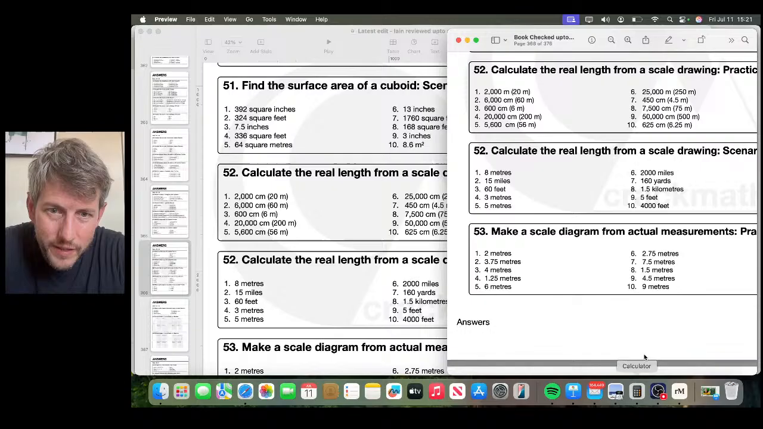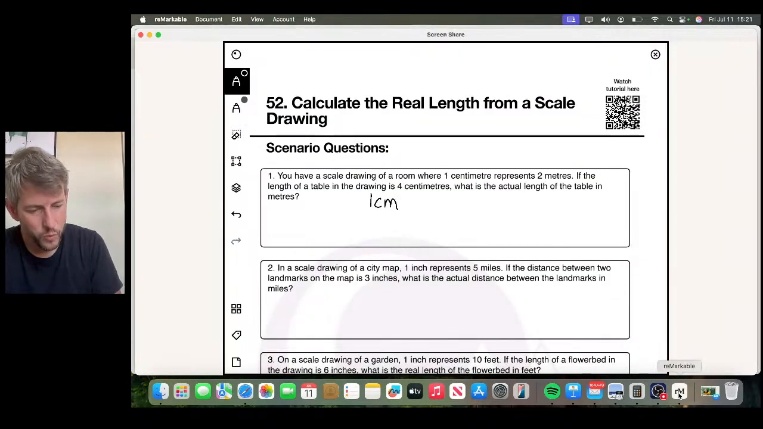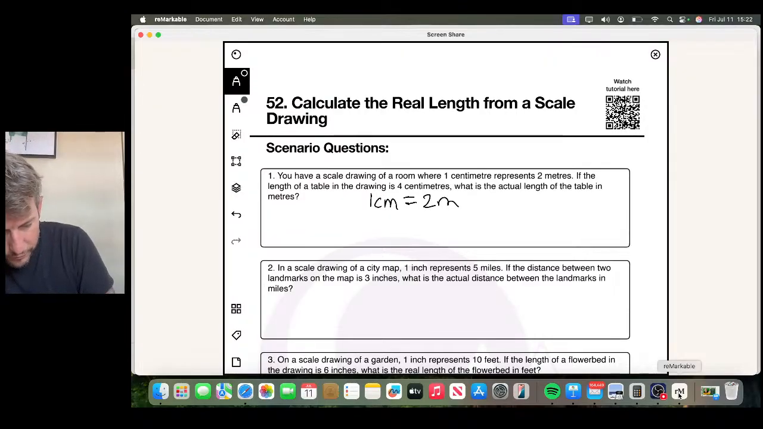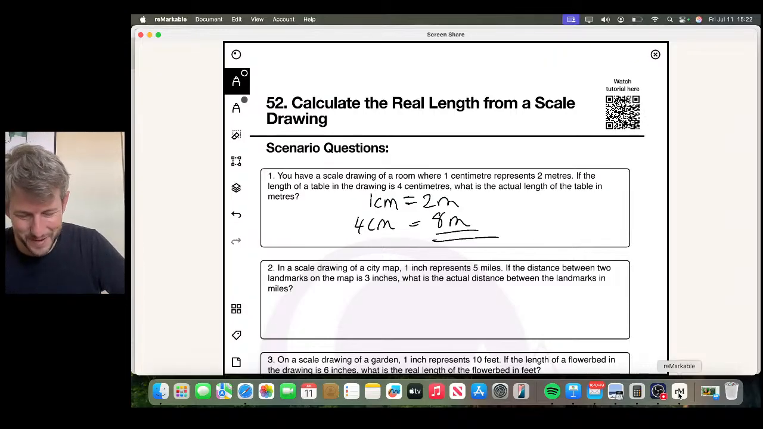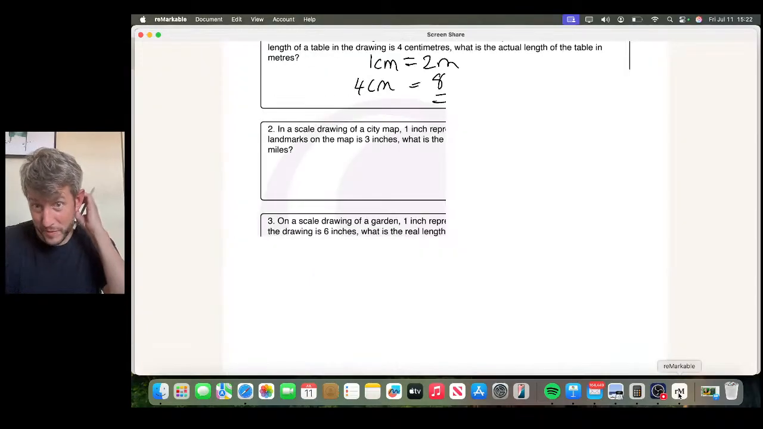Right, here we go. And then let's go back to this. Right, so what we've got here is if the length of the table in a drawing is 4 centimetres, so 1 centimetre equals 2 metres. Okay, so we've got 4 centimetres, so that's 4 lots of this, so that's going to be 8 metres. That is a massive table. There we go.